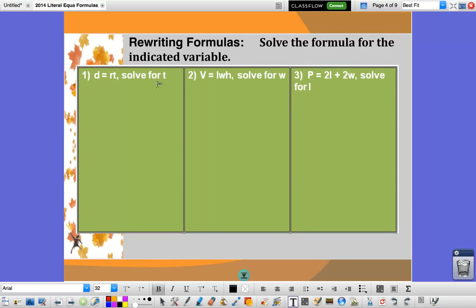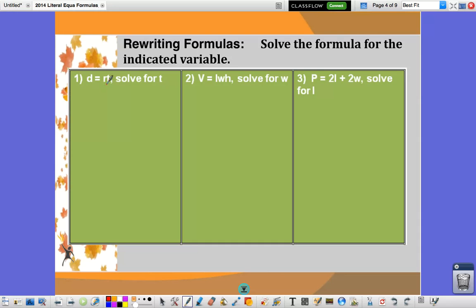All right, so rewriting formulas. Solve the formula for the indicated variable. So D equals R times T. Notice how I said times. I didn't just say RT because I want you to remember that RT is times. R times T. It wants us to solve for T. Now who can tell me, real quick, what's the opposite operation of multiplication? Good. Division. Now, if division is the opposite operation, we need to divide on both sides because we want to get T by itself. Now, if we divide by T, what happens?